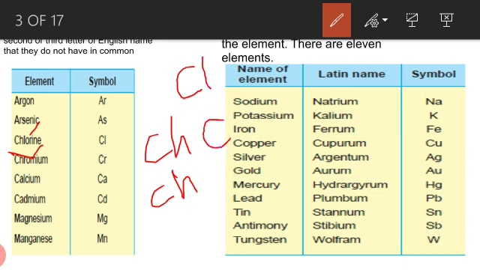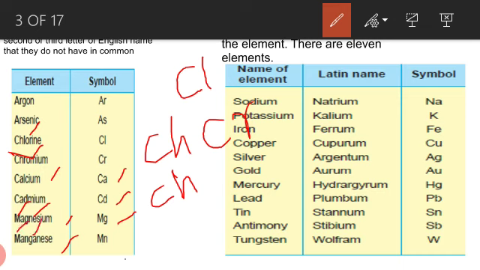Chromium, we have to take Cr. Like this we have to take. Calcium, you see already given Ca. So the first calcium you have to take Ca, another one Cd. Magnesium, manganese. Already Ma is here. So first magnesium, first letter and third letter Mg, and first letter and third letter Mn.